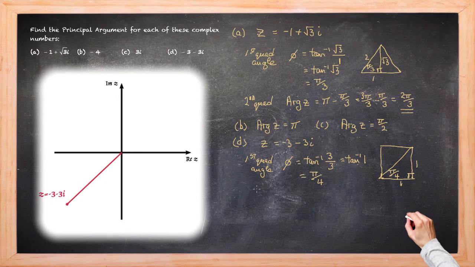Now where is z? Well, z's in the third quadrant, and to get the principal value of the argument in the third quadrant we go all the way back to negative pi, that's a negative rotation, and then add on the first quadrant angle, in this case pi upon 4. So it's minus 4 lots of pi upon 4 plus 1 lot of pi upon 4, which gives us negative 3 lots of pi upon 4.